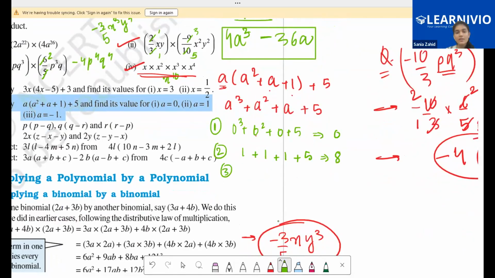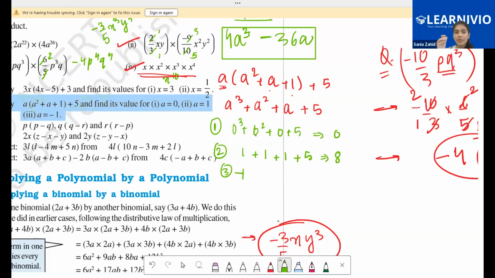So what is the cube of minus 1? Cube of minus 1 is how much? Minus 1, yeah. See, minus 1 into minus 1 into minus 1 gives you minus 1 only. Whenever we have the power as an odd number and we have the base as a negative number, your answer is always a negative number.